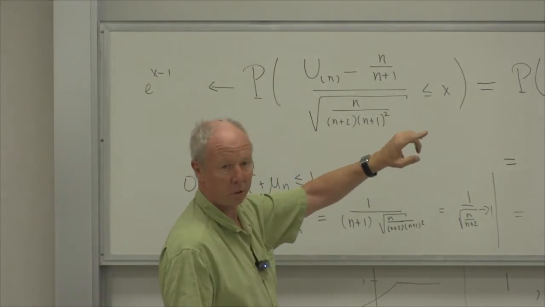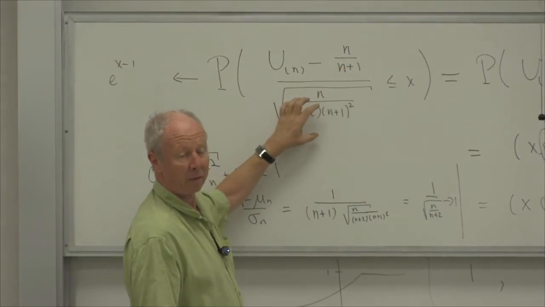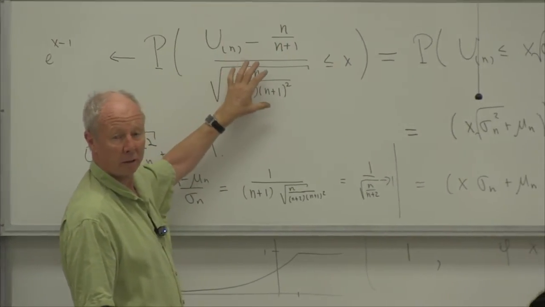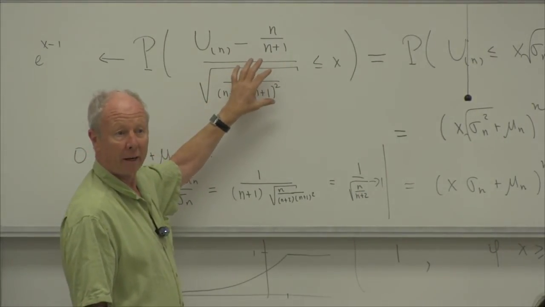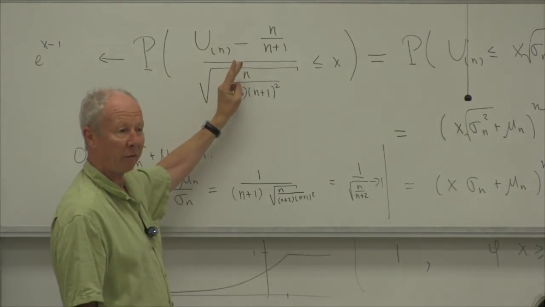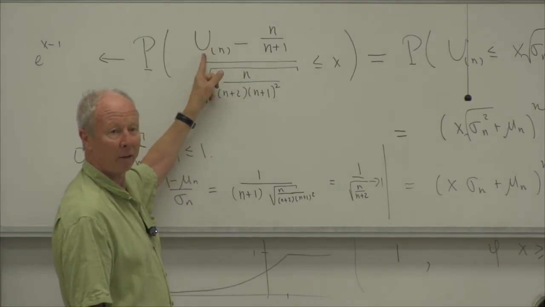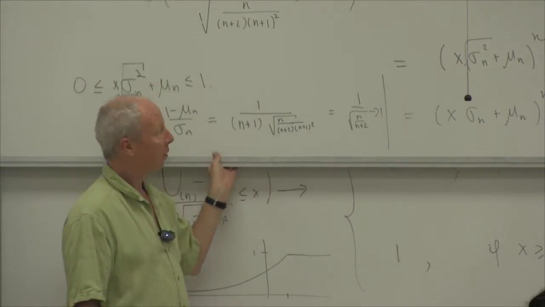May not be uniform, could be something else. And they subtract the mean, and they divide by the square root of the variance. And it turns out that this thing always has a limit, and there are three kinds of limits it can have. There are three different limiting CDFs you can get, depending on what distribution you start with. These are called the extreme value distributions.